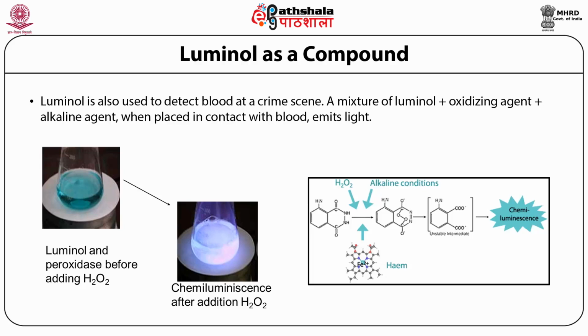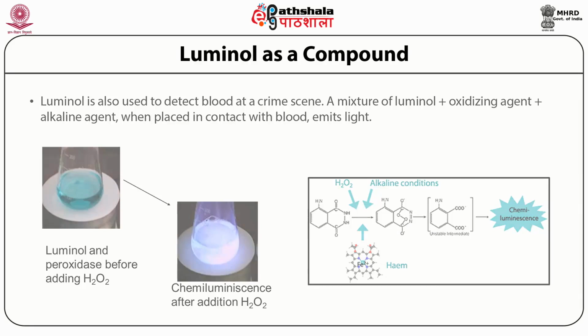Luminol can also be used to detect blood at a crime scene. A mixture of luminol plus oxidizing agent plus alkaline agent, when placed in contact with blood, emits light because blood contains heme, which reacts and produces a glow. And that is the major application of luminol in chemiluminescence.